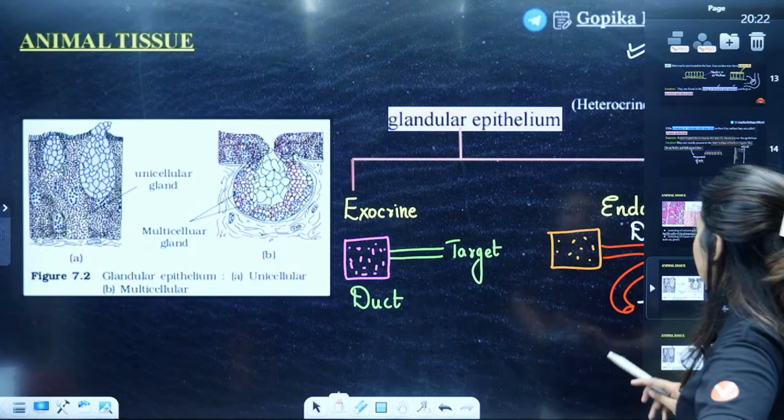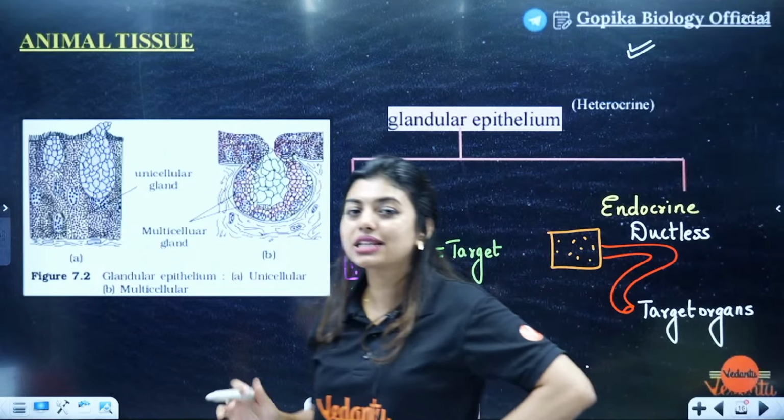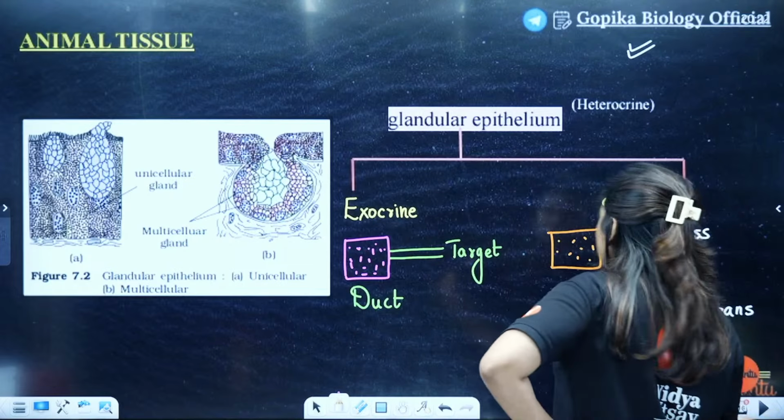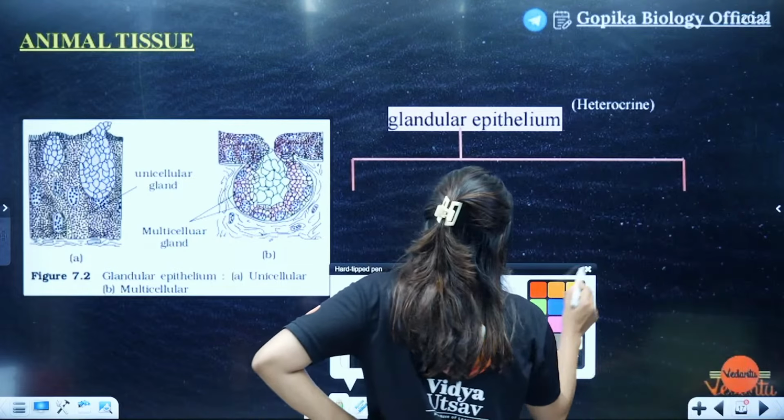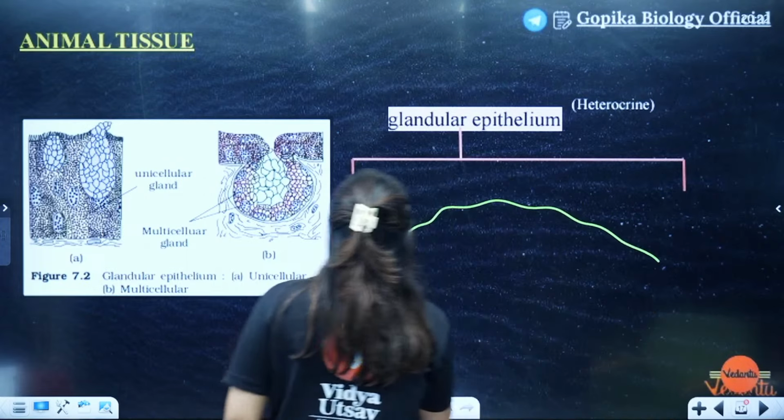Done. Exocrine, endocrine done. Now, heterocrine means, students, they have exocrine activity as well as endocrine activity. That is going to be your pancreas. Let me just draw the diagram and show you.